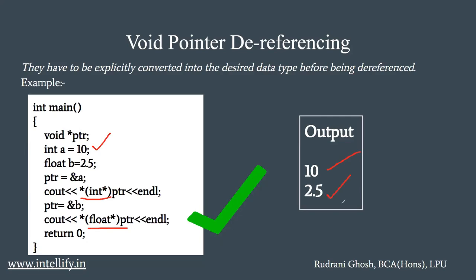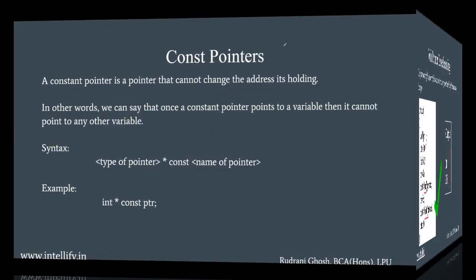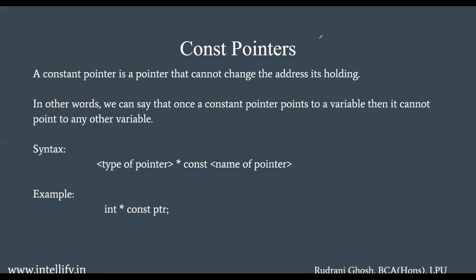The output is 2.5. A const pointer is a pointer that cannot change the address it is holding. In other words, we can say that once a constant pointer points to a variable, it cannot point to any other variable.